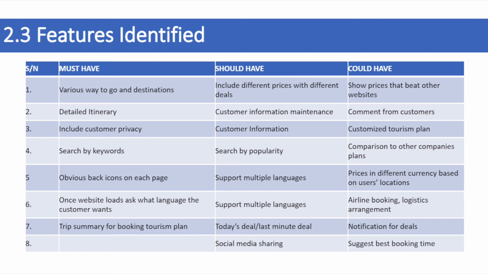The could-haves were listed as show prices that beat other websites, comments from customers, customized tourism plans, comparison to other companies' plans, prices in a different currency based on user locations, airline booking, logistics arrangements, and notification for deals, and finally suggest best booking time.